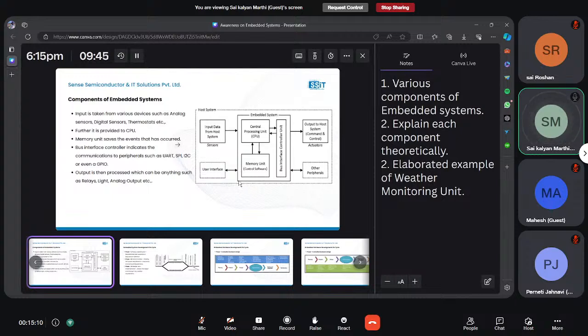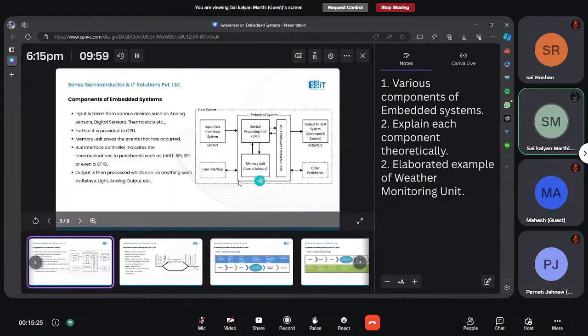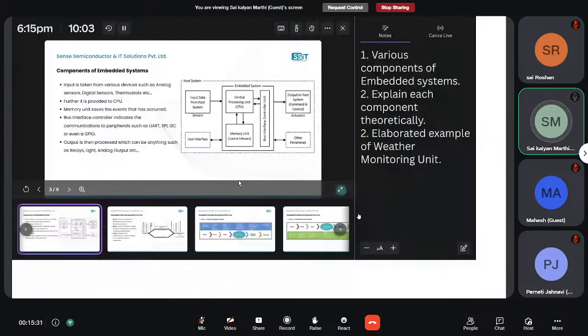And I am not discussing the memory unit where the code is going to be saved. That I'm including in the controller itself, the central processing unit itself. So I'm not discussing that memory unit. I am basically talking about the memory unit which is needed to save particular events which occur.